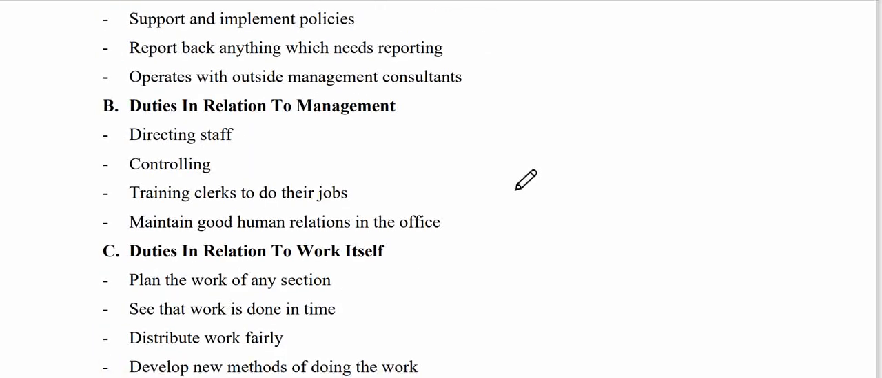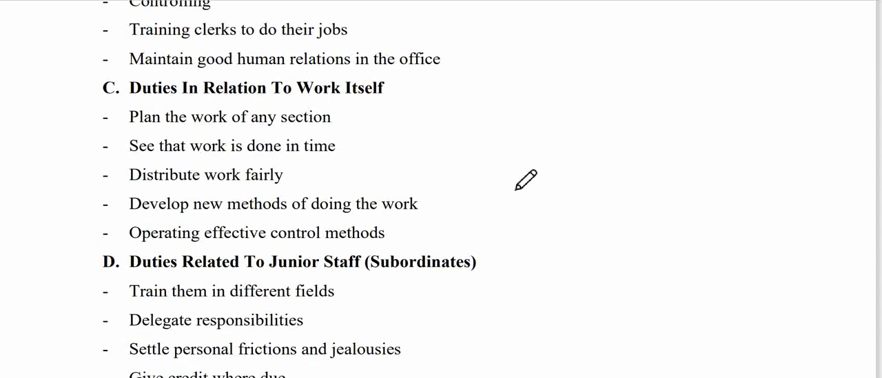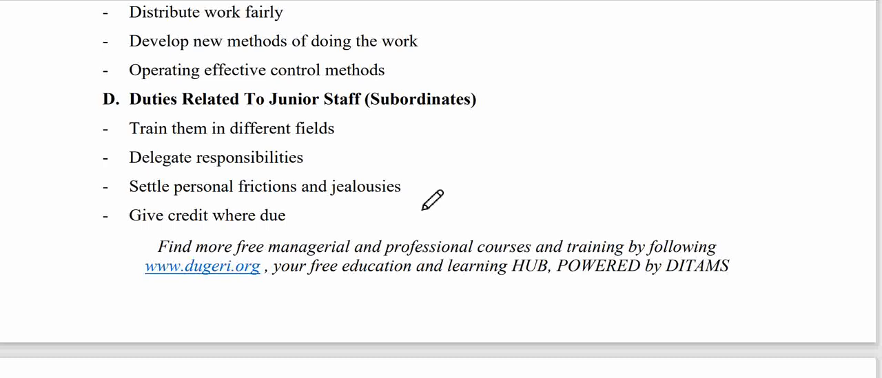And then duties in relation to management. That's directing staff, controlling staff, training clerks to do their jobs, maintaining good human relations in the office. Also their duties in relation to their work: plan the work of any section, see that work is done in time, distribute work fairly, develop new methods of doing the work, operate effective control methods.